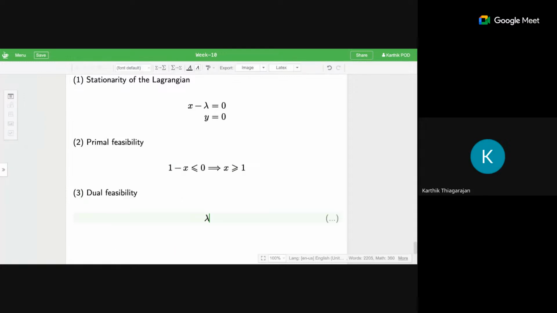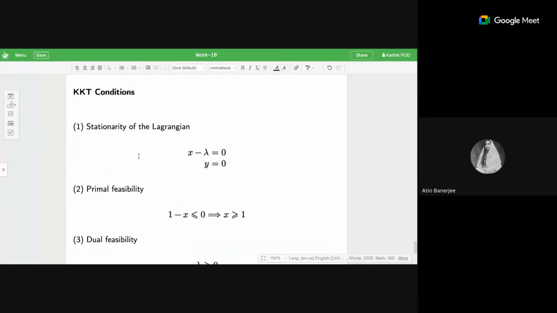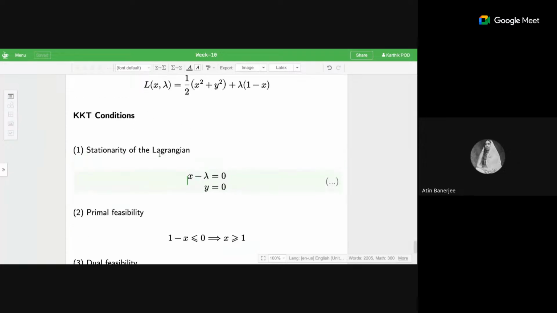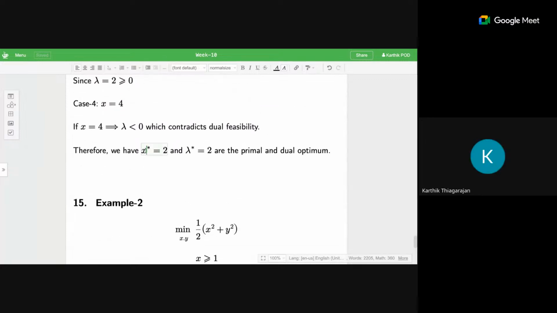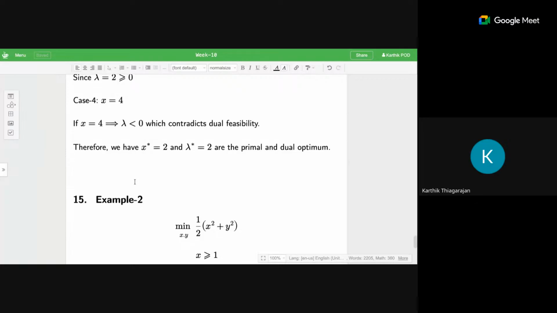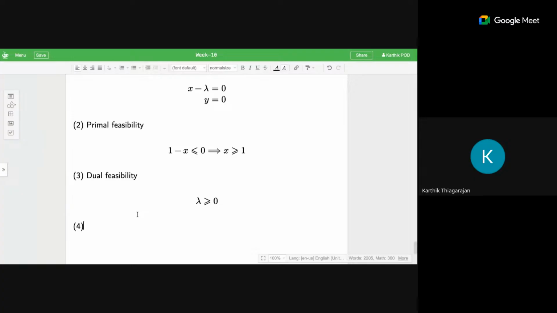That doesn't change. For the stationary Lagrangian, you're getting x minus lambda equal to 0. Because of strong duality, x star should equal lambda star, that's why. No, at strong duality, f of x star is d of lambda star. It is not necessary. This was a very particular case where the values were the same, but not in general.